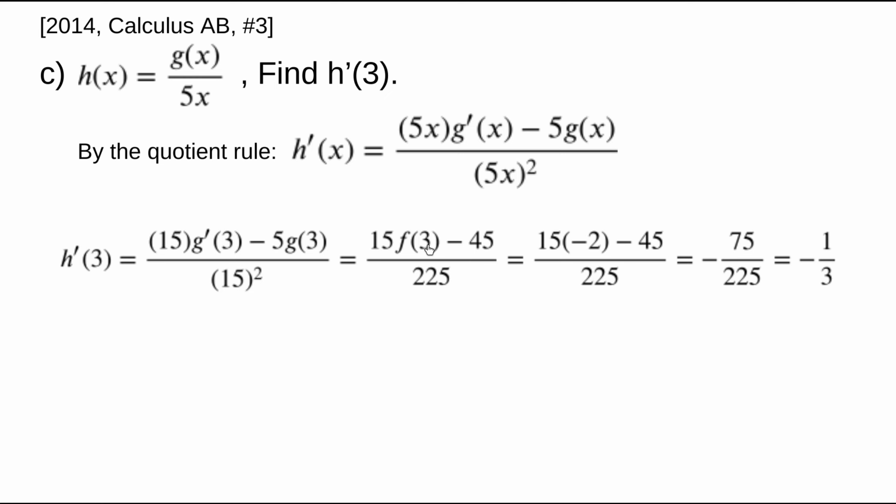Since g prime of 3 is really just the same as f of 3, we can read f of 3 from the graph. We can read g of 3 by calculating the integral. Remember, we did that in part A. That's 5 times 9, that's going to be 45. And then after this, you can simplify whatever you need, but the answer is -1/3.